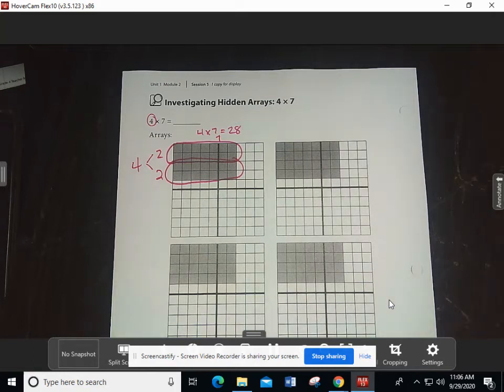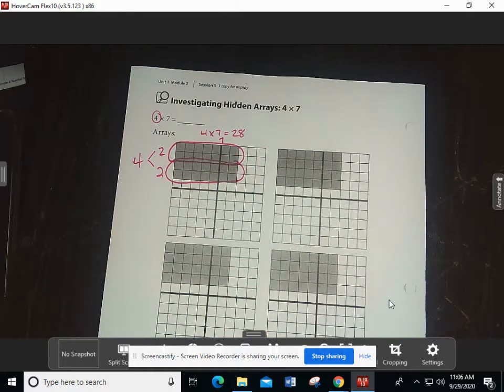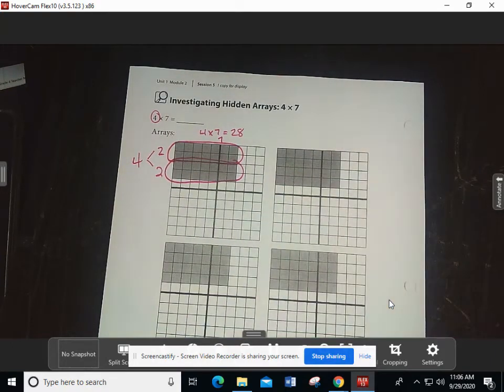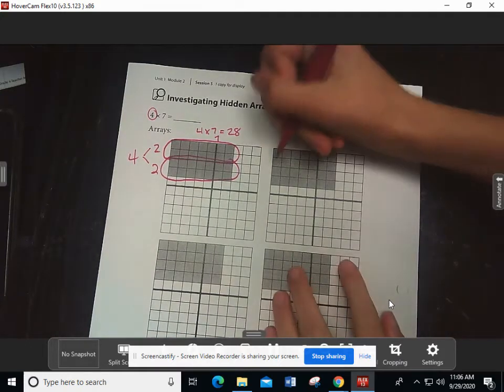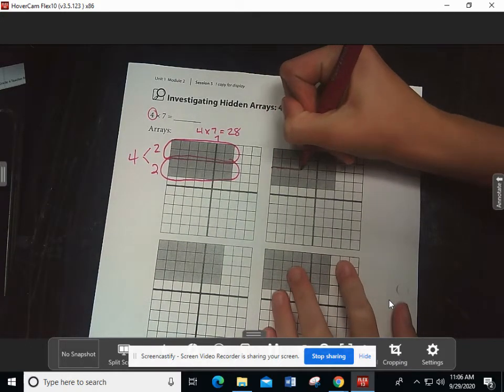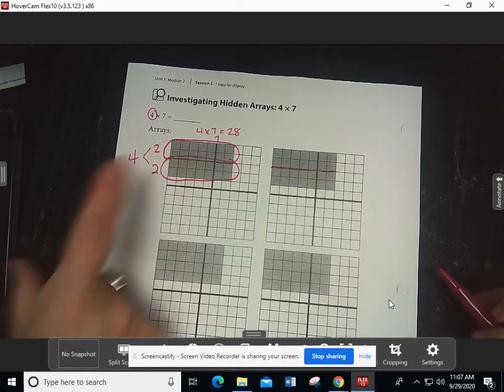Are there other hidden arrays in here? Do we have to divide it like this? What are some other ways we can do this? Who'd like to come up and divide this array into another set of dimensions? Luke, come on over. So you can just draw a line. Okay, that's what we did.